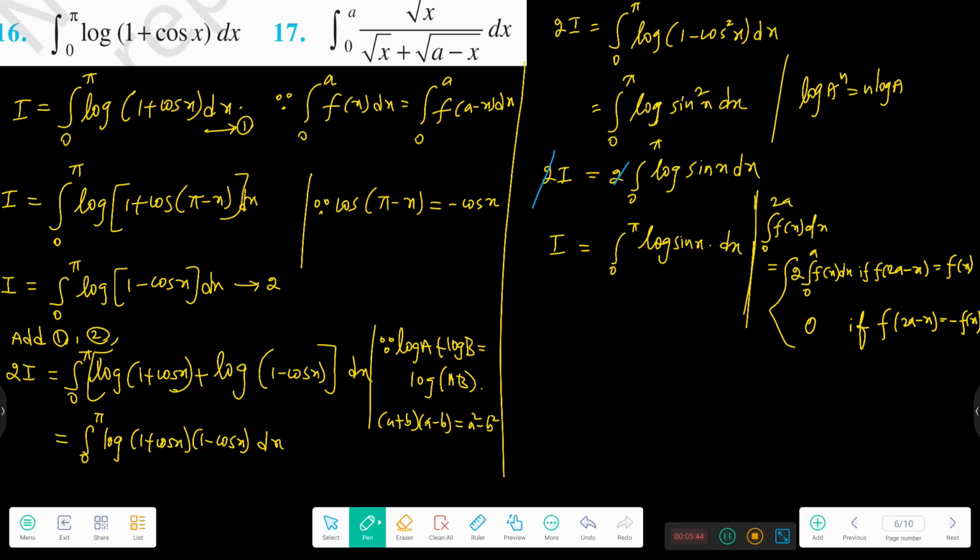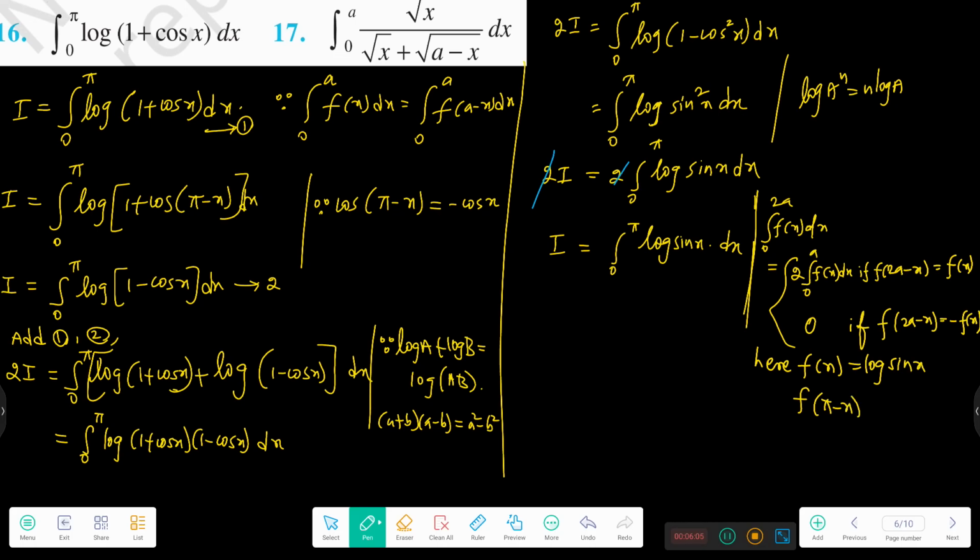So there are two formulas we have. We can use either this or that. First of all, we have to check and write what we are getting. Here f of x is equal to log sin x. What is the limit they gave? Pi. So for the upper limit pi, what we have to check?